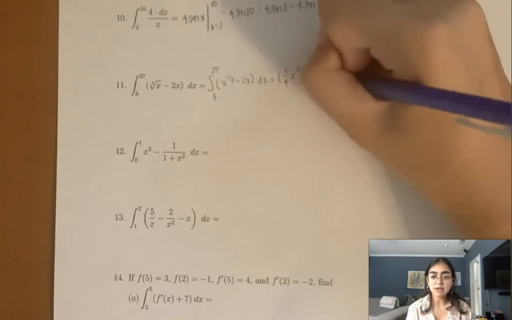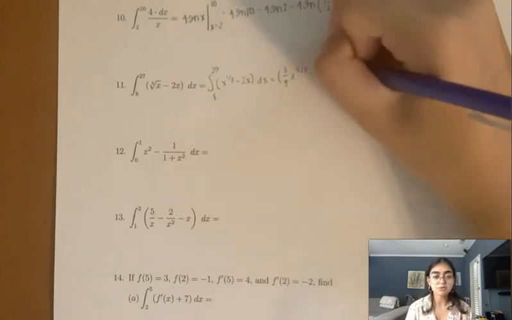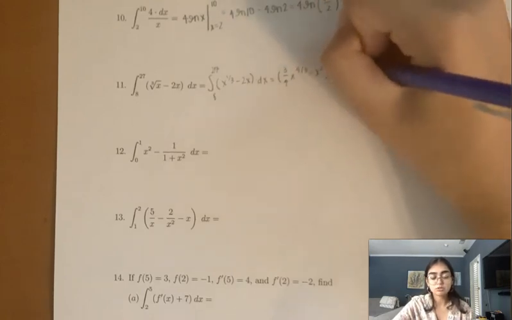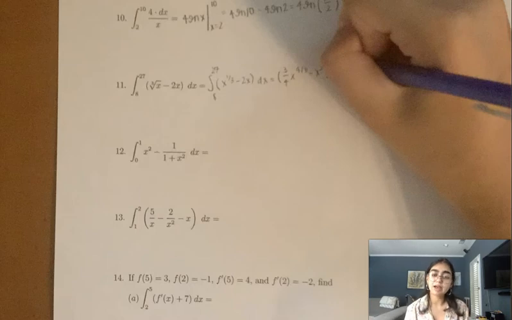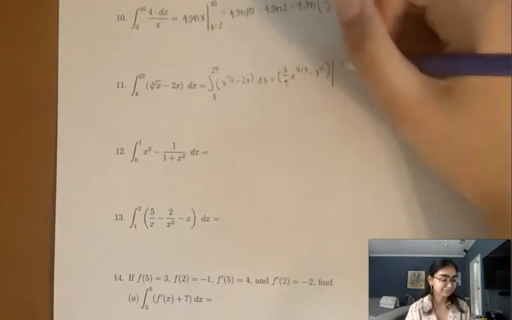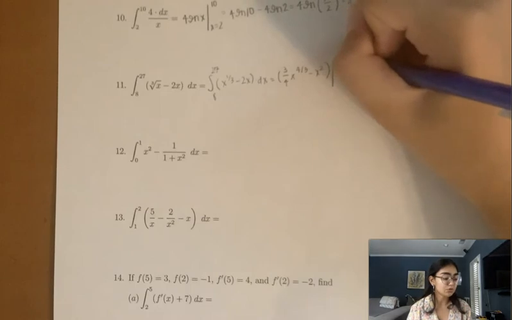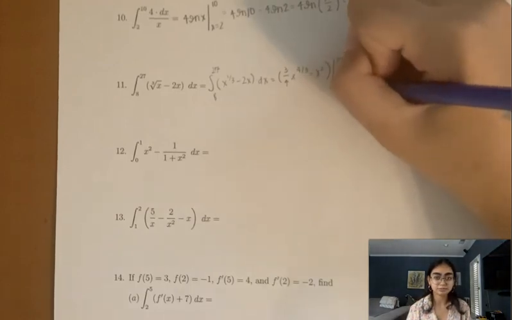And then for 2x, we're just going to add 1 to the original exponent, so 1 plus 1 is 2, x squared. And then we're going to divide the original term by the new exponent, so that'll just cancel out this original 2 right here. And our final antiderivative will just be x squared. Then we're going to plug in 27 and 8.